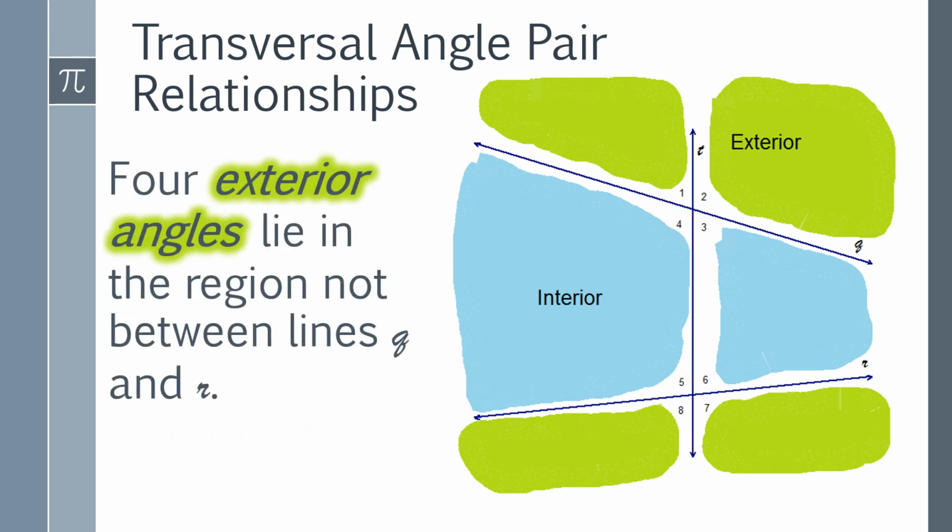Exterior angles are angles that open out to the exterior. So we can see that those angles have an area that's green in this picture. As we take a look at this, we can probably figure out pretty quickly which ones are exterior: 1, 2, 7, and 8.